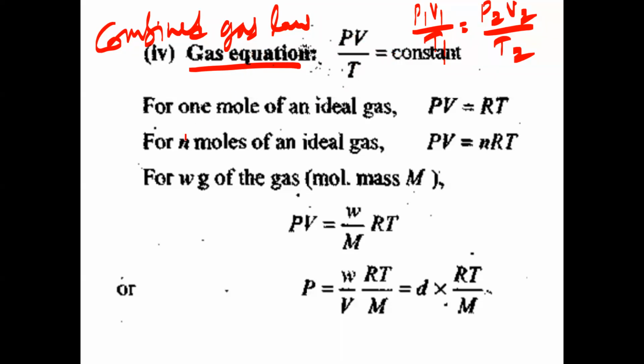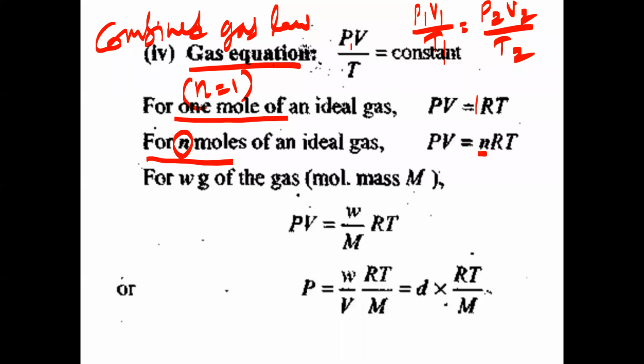Is that clear now? Now see, for 1 mole of an ideal gas, the number of moles is 1. So for 1 mole of an ideal gas, PV is equal to 1 into RT. If you take n number of moles, for n moles of an ideal gas, PV is equal to n into RT.